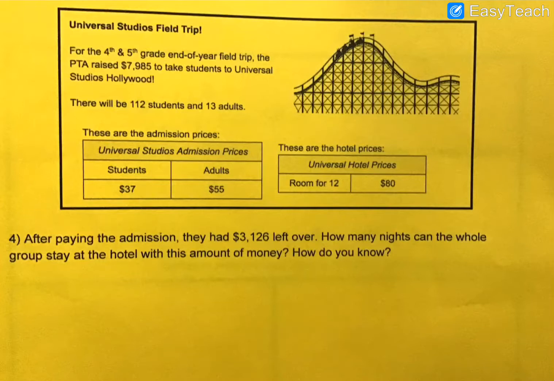All right, and finally, number 4. They want us to find out how many nights the whole group could stay at the hotel if they had $3,126 left over. So we just discovered in number 3 that it costs them $880 to stay one night at the hotel.